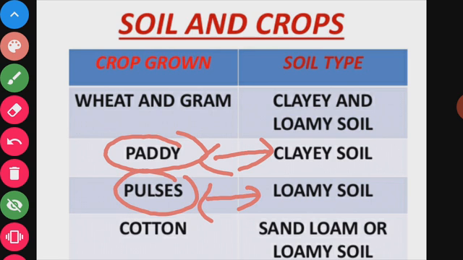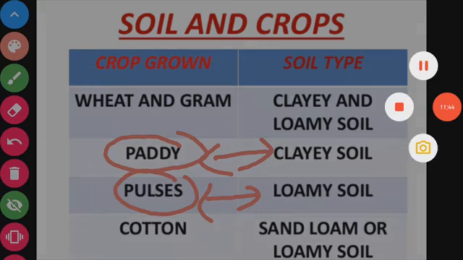Cotton grows well in loamy soil or sandy soil. Wheat and gram grow very well in clay soil and loamy soil.